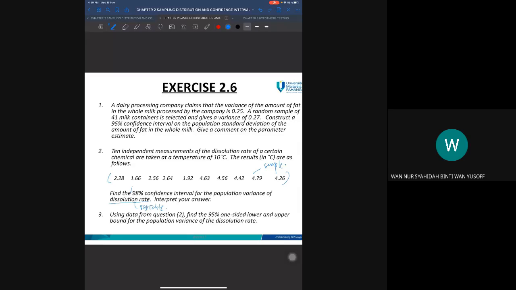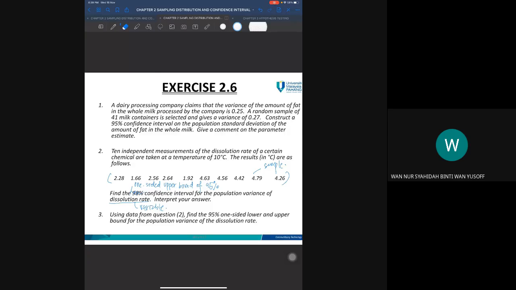Okay, so find the one-sided upper bound of 88 in the book, 95% confidence interval for the population variance of dissolution rate, and then interpret your answer.